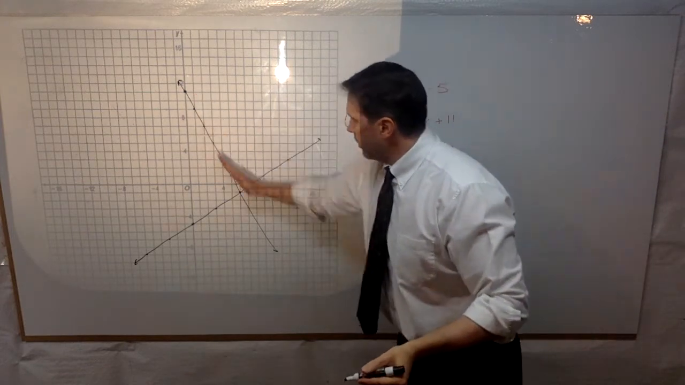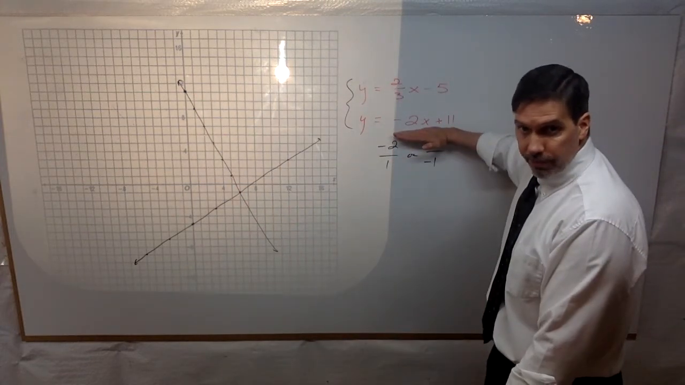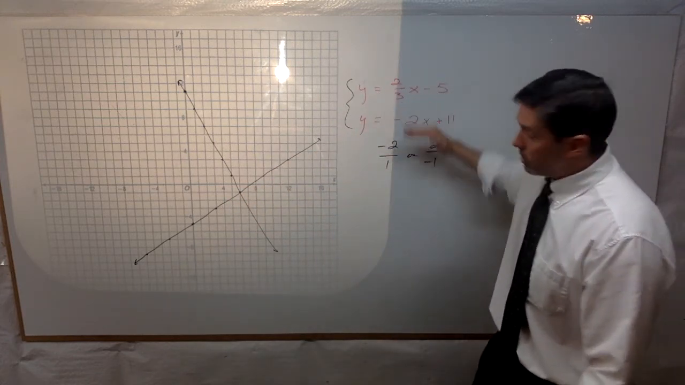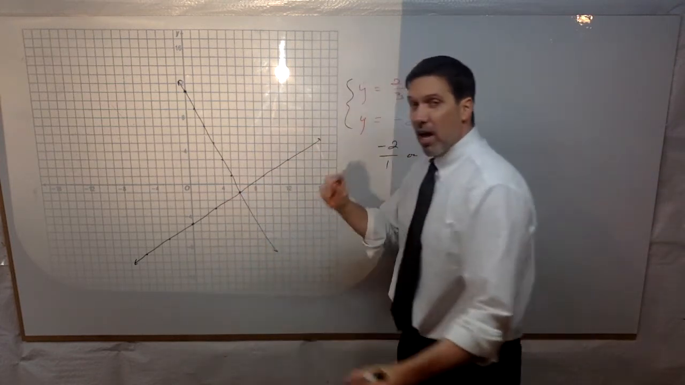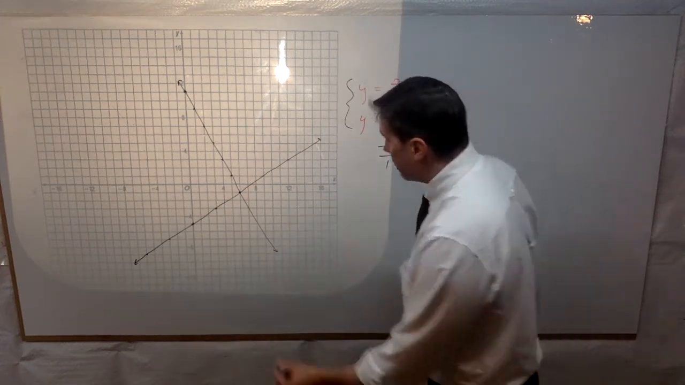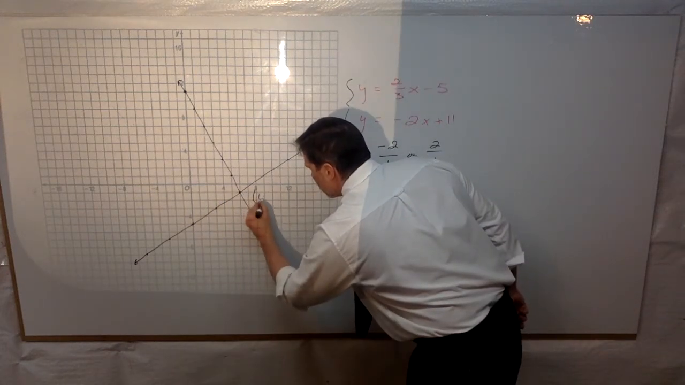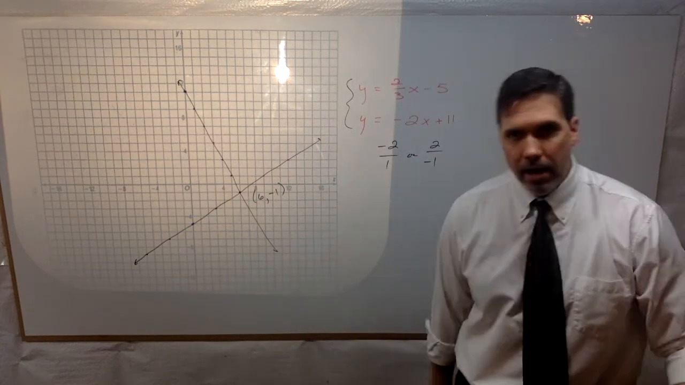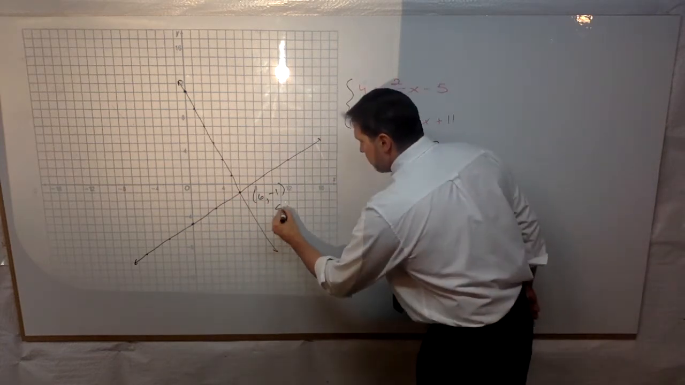These are all the points that satisfy the first or the second equation. These are all the points that satisfy the first equation. There is only one point that satisfies both equations, and it's right here at 6 for the x-coordinate, -1 for the y-coordinate. That is the solution to the system.